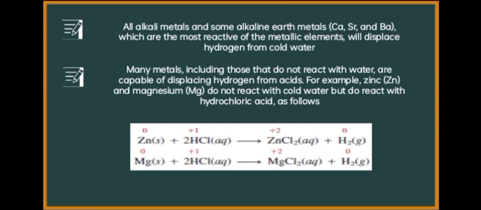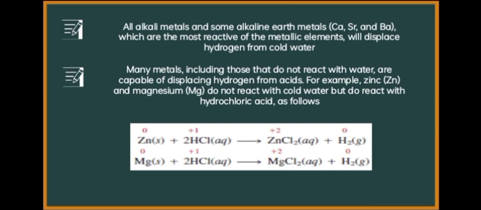This can be seen by looking at the oxidation states of the atoms involved in the reactions. So notice that zinc goes from an oxidation state of 0 on the reactant side to an oxidation state of +2 on the product side, which means that it is indeed being oxidized. Hydrogen goes from an oxidation state of +1 on the reactant side to an oxidation state of 0 on the product side, which means that it is reduced.